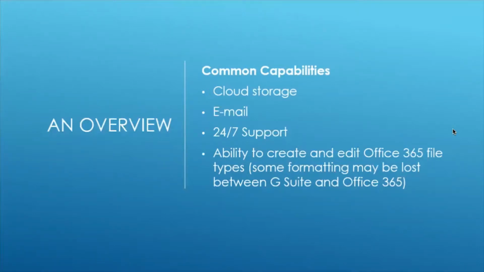A couple of quick overview points. We both know that the most common things that we're looking at are going to be email and the Office 365 file types. Both of them do have email options. Obviously, we have Gmail, or you can use your company's email. Same as with Outlook. You can use an Outlook.com email, or you can have your company's email branded. They both do have 24/7 support, and they have the ability to create and edit Office 365 file types. One caveat is that some formatting may be lost between G Suite and Office 365.